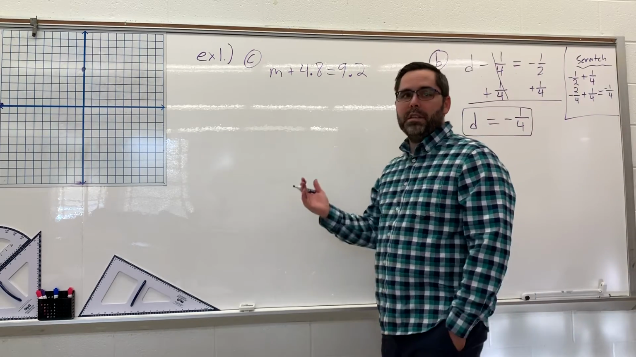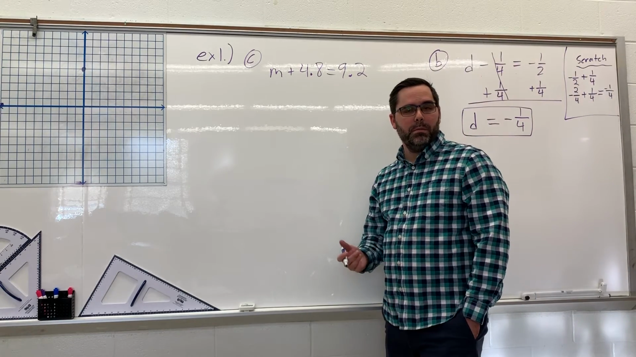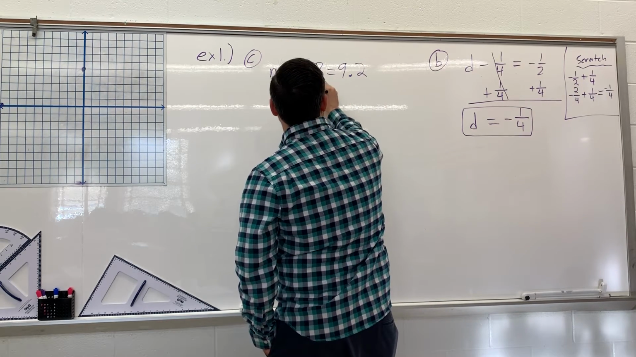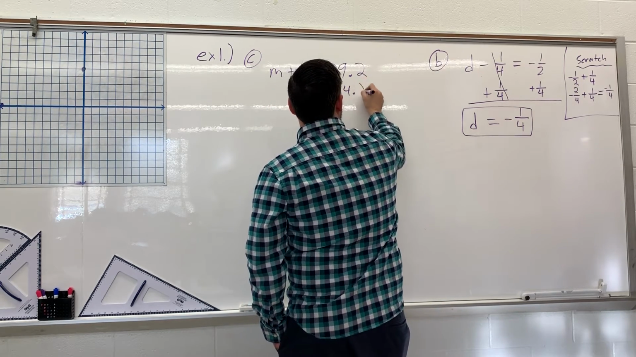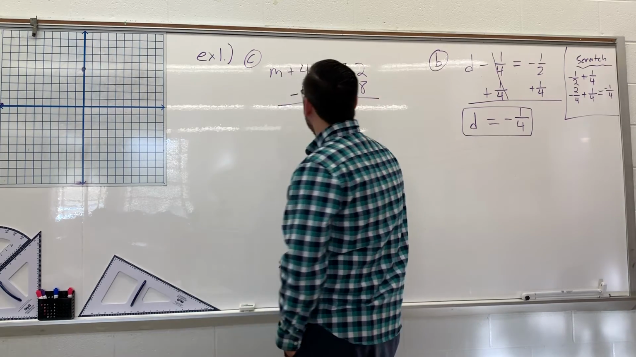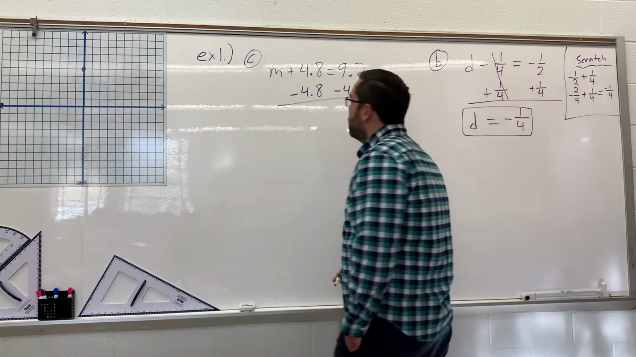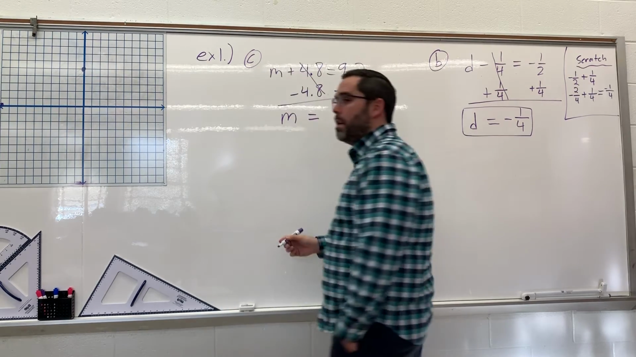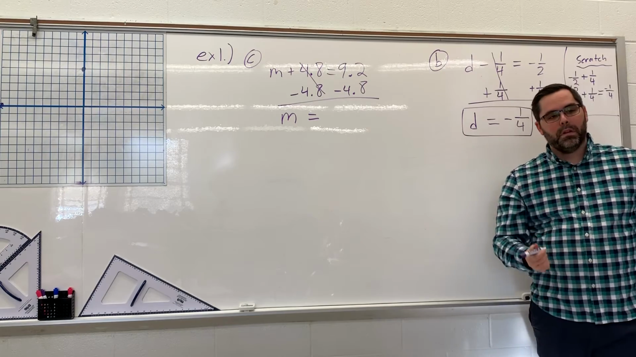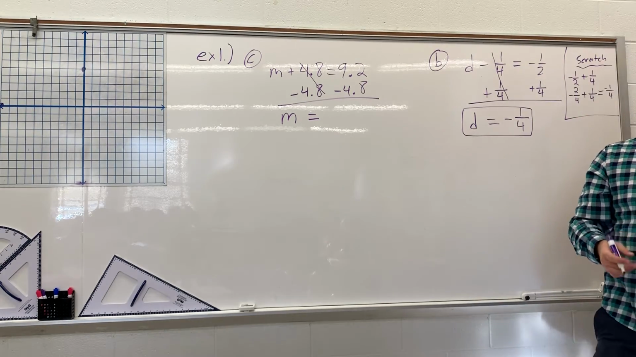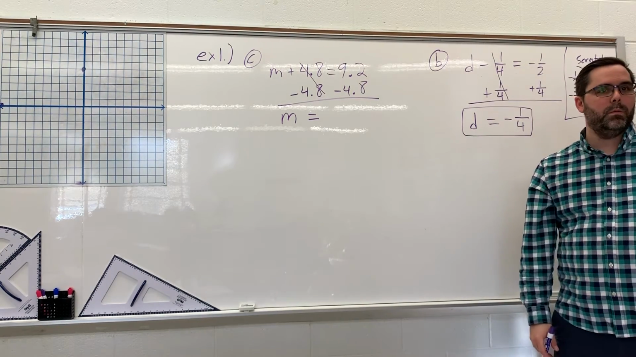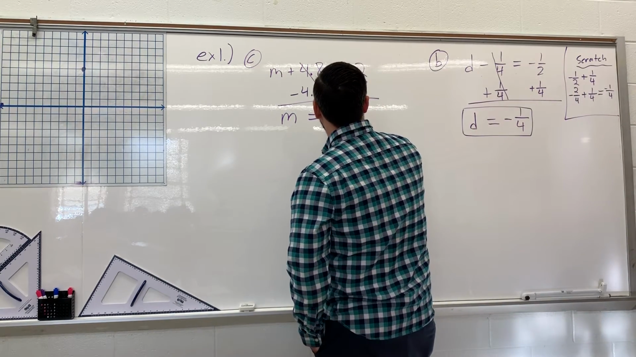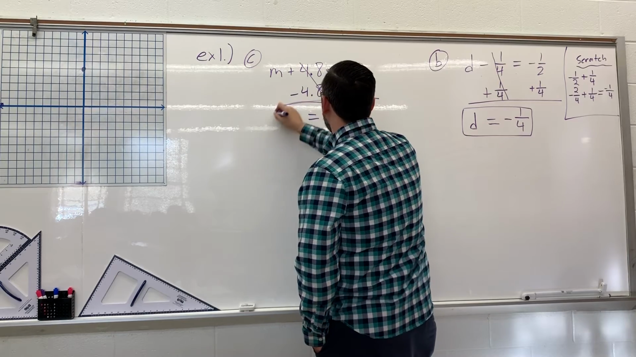All right, so what is the process here? What do we do to both sides in order to get our variable by itself? Minus 4.8. Okay. The 4.8 and the negative 4.8 cancel. m comes down. Now 9.2 minus 4.8. Plug that into your calculators. What is it? 4.4. And we're done.